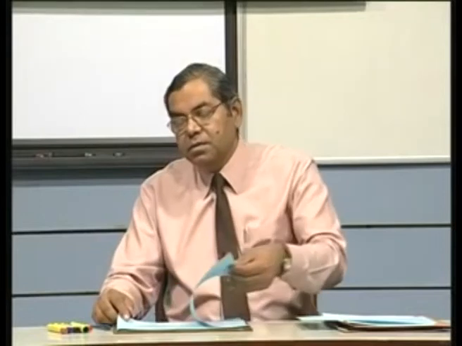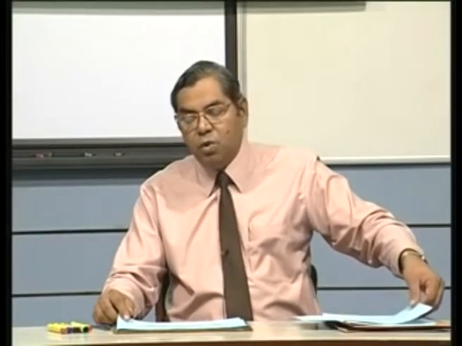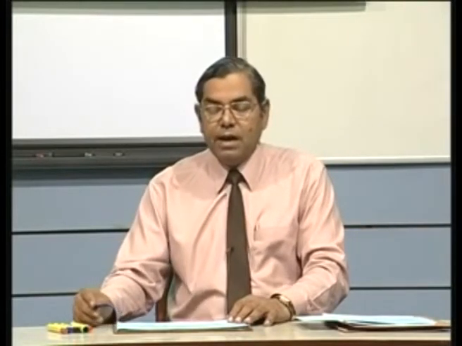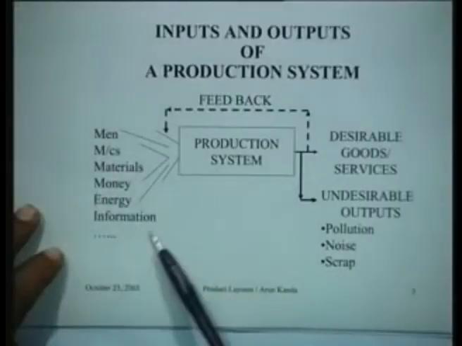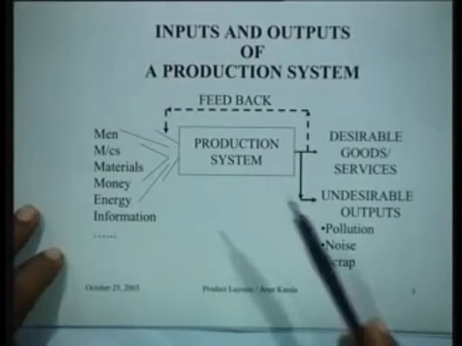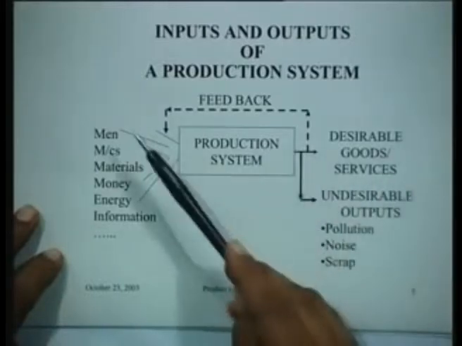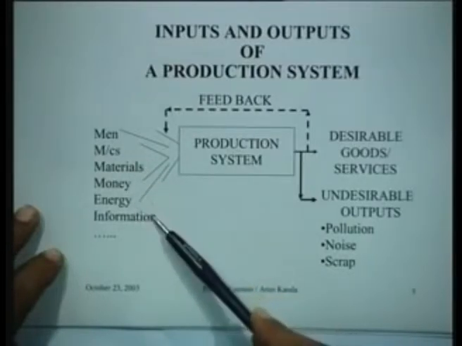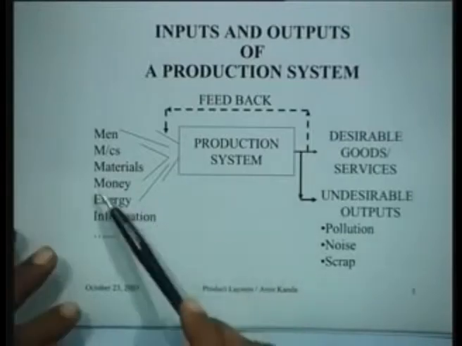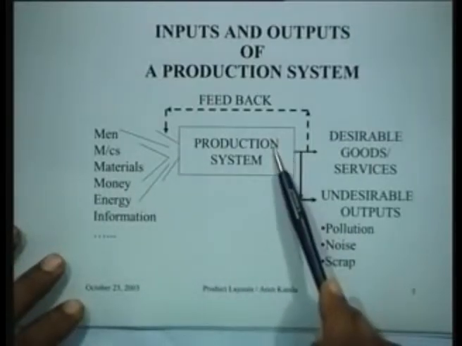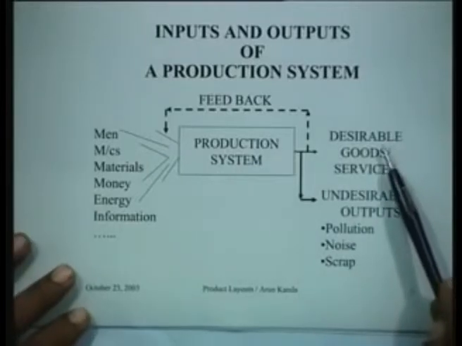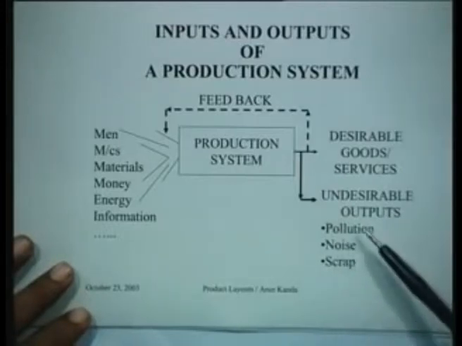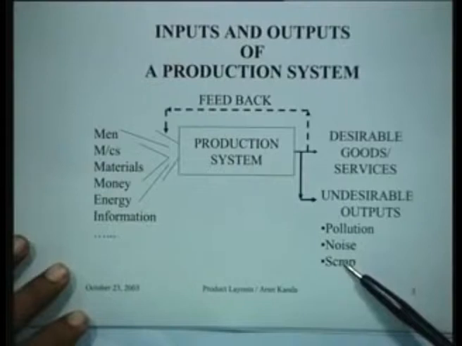Now it is important to note that all these different kinds of production systems that we have talked about essentially require resources, and let us recall, these resources could be manpower, machines, materials, money, energy, information, etc., which have to be provided to the production system, and the production system will generate for you the desirable goods and services, and also some undesirable goods and services in the form of pollution, noise, scrap, etc.